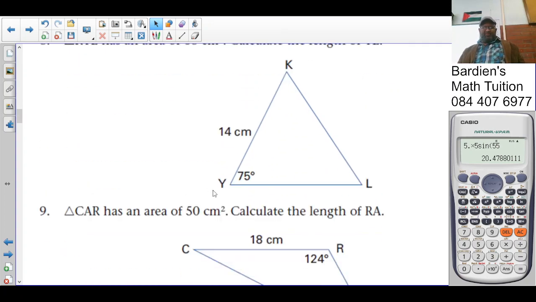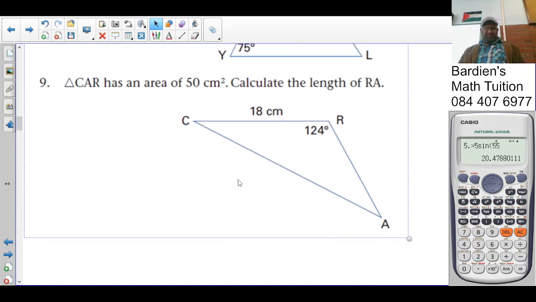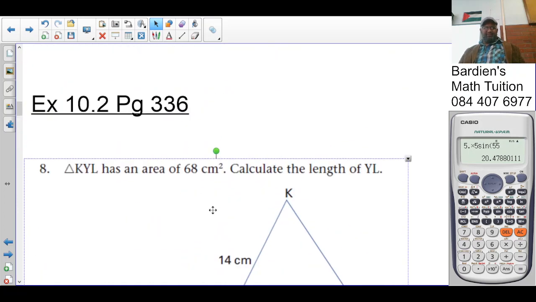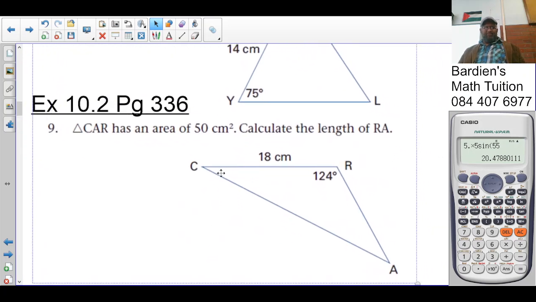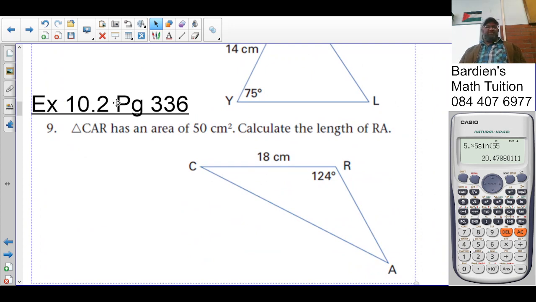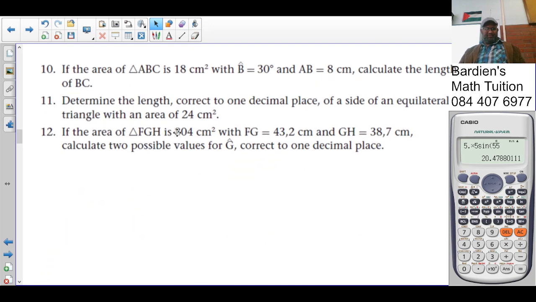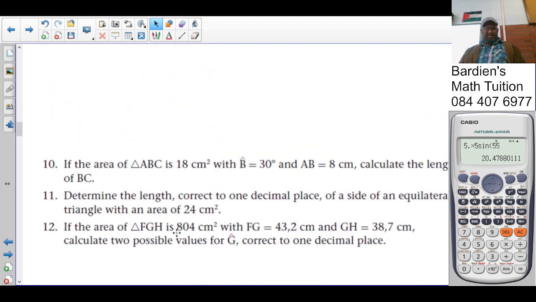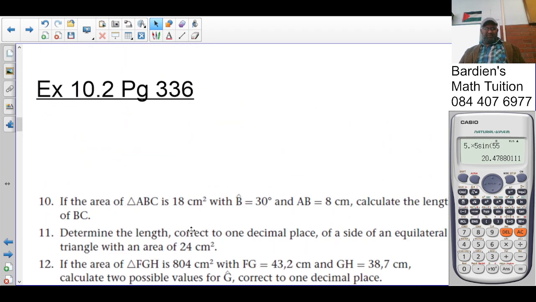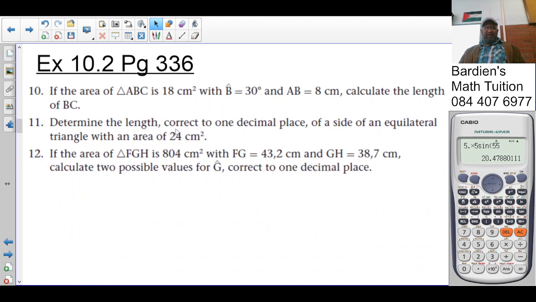Number 8 you didn't have to do. Number 9, no problems. Number 10, you didn't have to do. So add number 10 and 12 to your homework, okay? But you had a problem with number 11, I've heard.